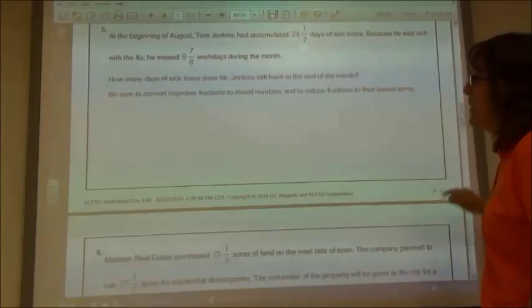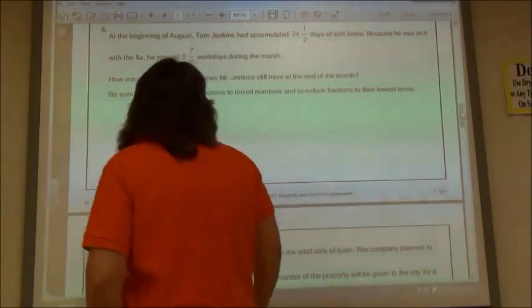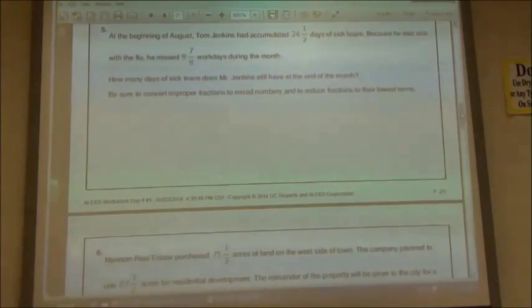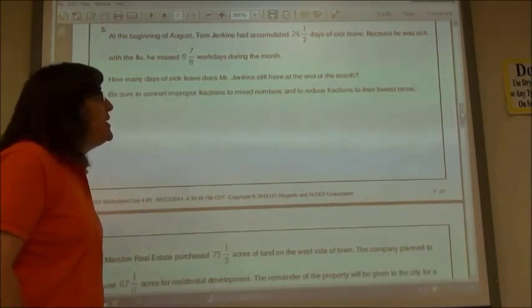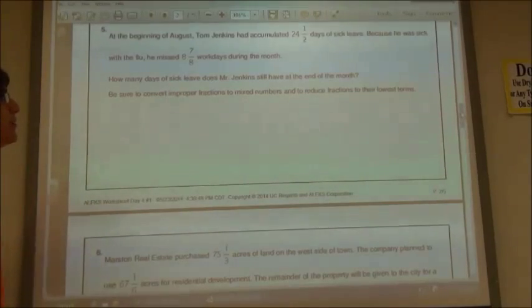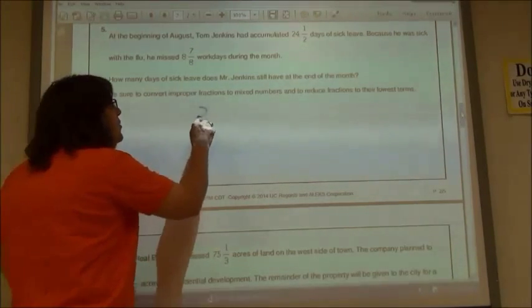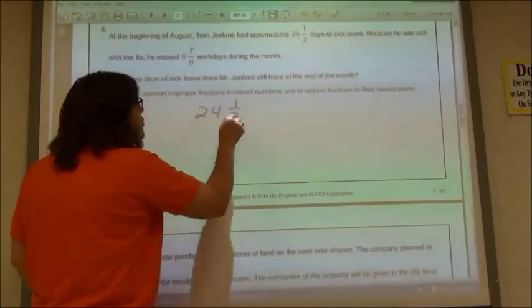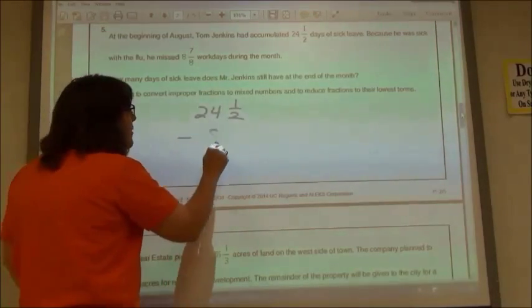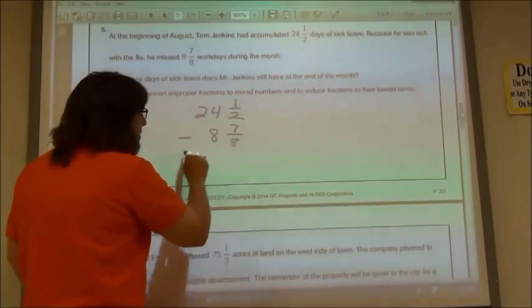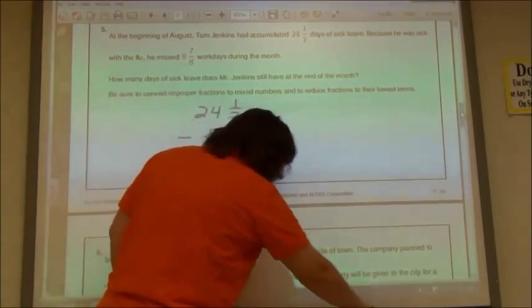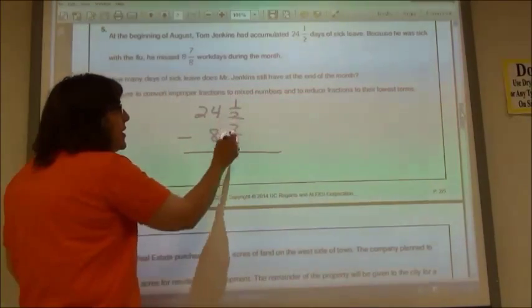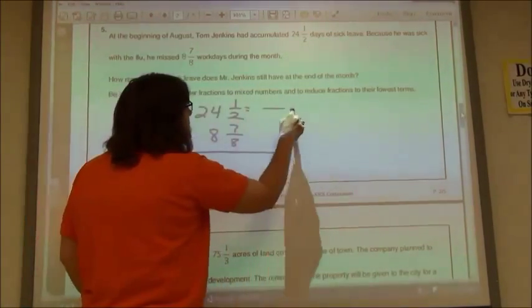Number 5, at the beginning of August, Tom Jenkins had accumulated 24 1/2 days of sick leave, but he was sick with the flu and missed 7 7/8 work days during the month. How many days does he still have at the end of the month? So again, I started with 24 1/2, but I used some of them up, so I'm going to subtract them off. 7 7/8. My common denominator here, since 2 does go into 8, is 8.